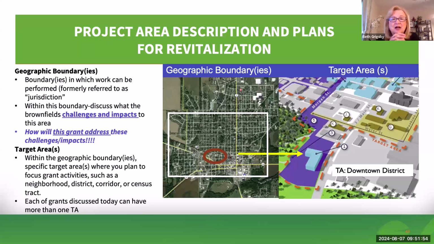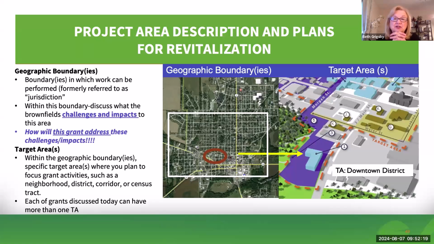What I found a lot with grant reviews last year was that people were talking about the challenges and impacts to the target area. But what they're really looking for here initially is the geographic area. And then how will this grant address these challenges and impacts? You really have to put that into your application.